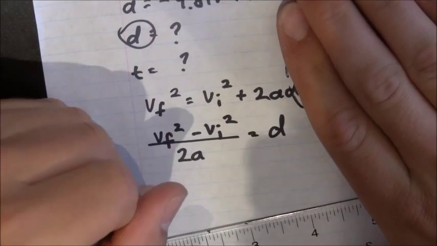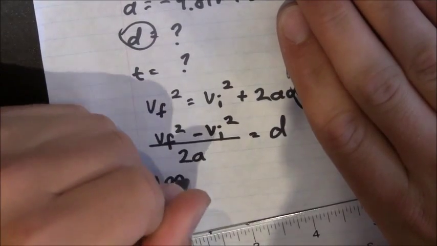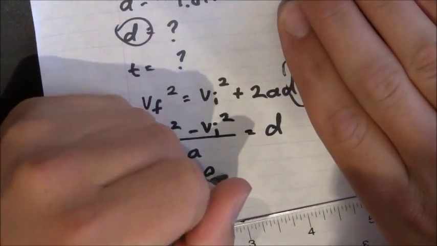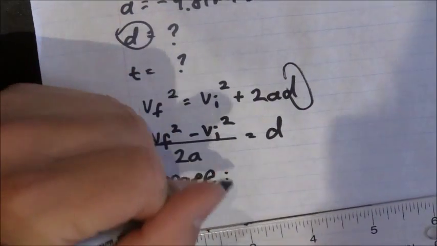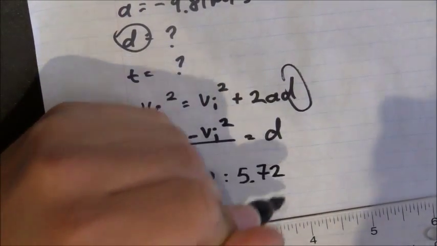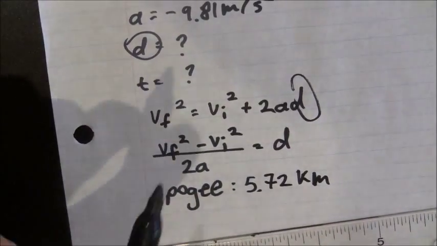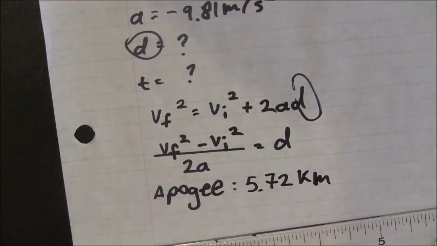So this would hit an apogee of 5.72 kilometers. And that's vertically launched.